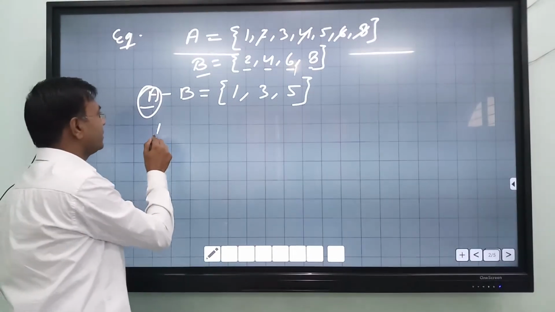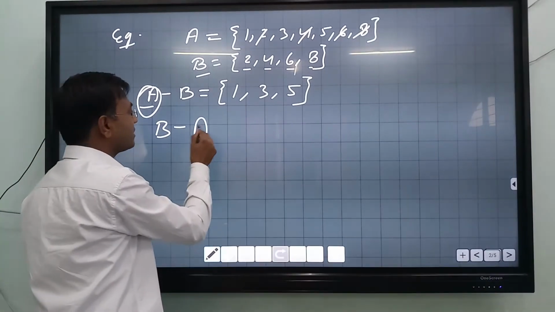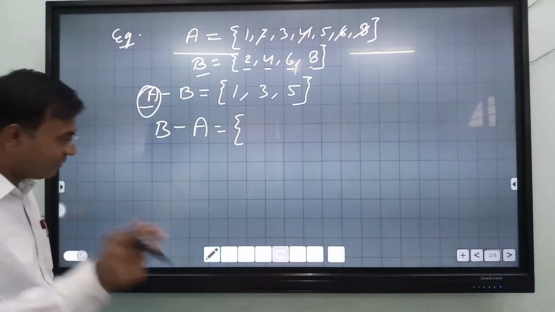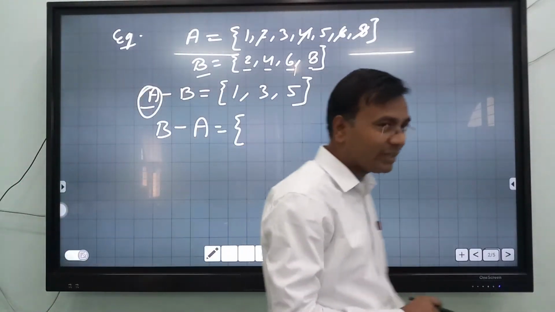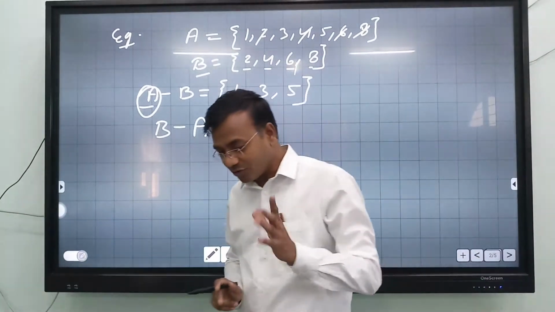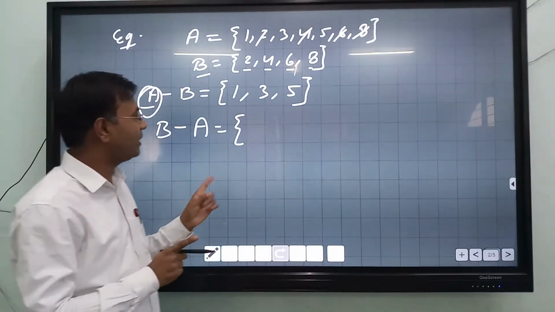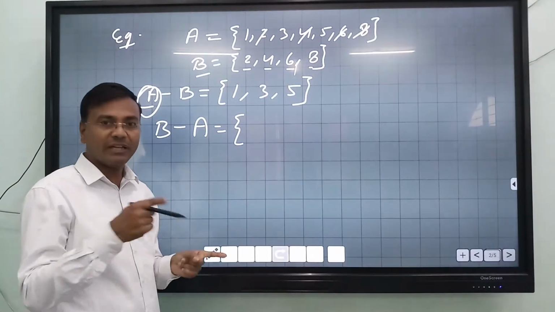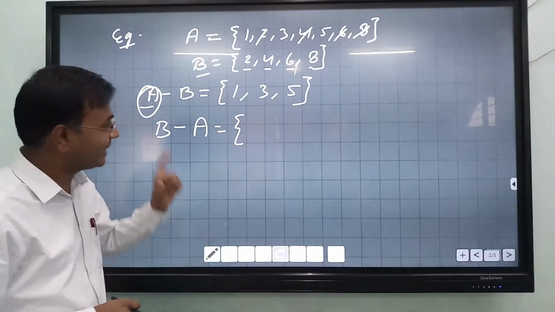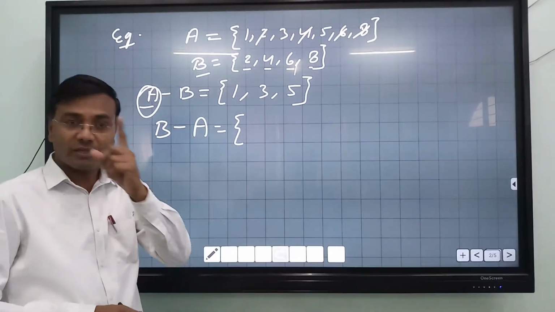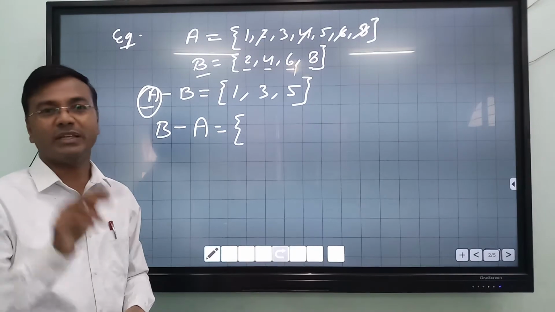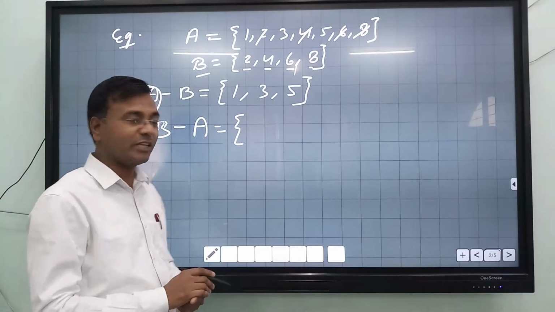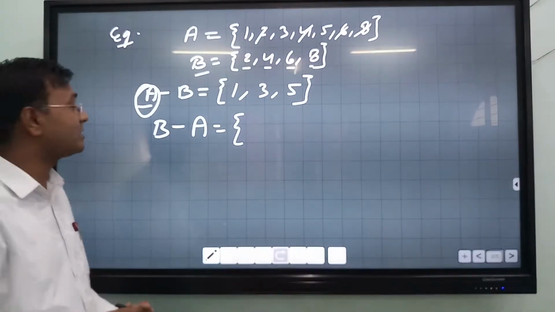So now can you answer B minus A? Giving you 3 seconds. Okay, 3 seconds, your time starts now. Just calculate, because it doesn't take more than 3 seconds, and then verify whether you have got the correct answer or not. And if you got the correct answer, then write to me in that WhatsApp 11th mathematics group. Okay, I'll be waiting for your response right after uploading this video.